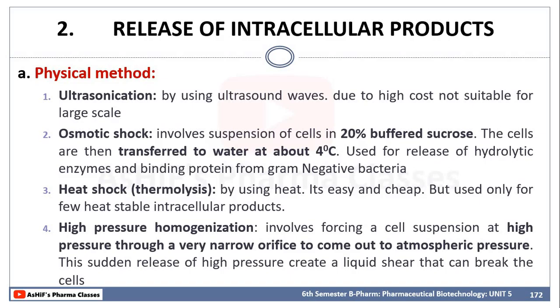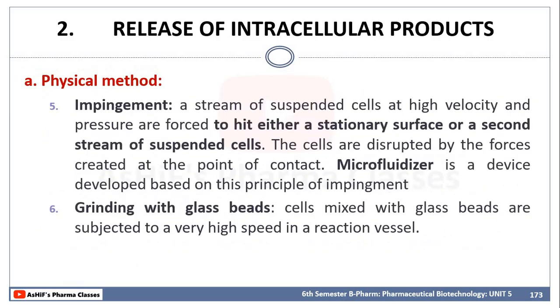And last one is high pressure homogenization. By passing the liquid or the cells through a high pressure orifice into a narrow space or atmospheric pressure suddenly, the disruption that happens during that transfer is what we call high pressure homogenization. So these are the physical methods.